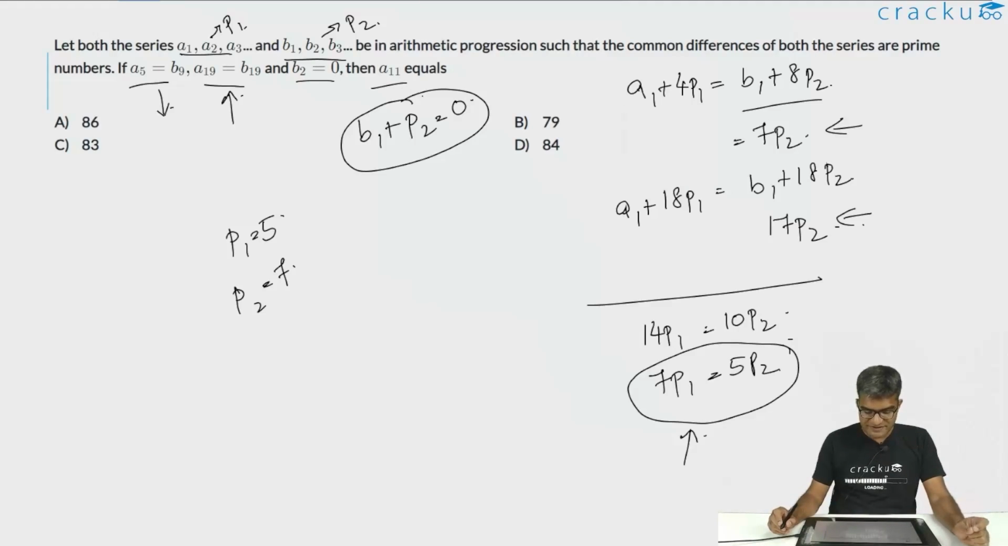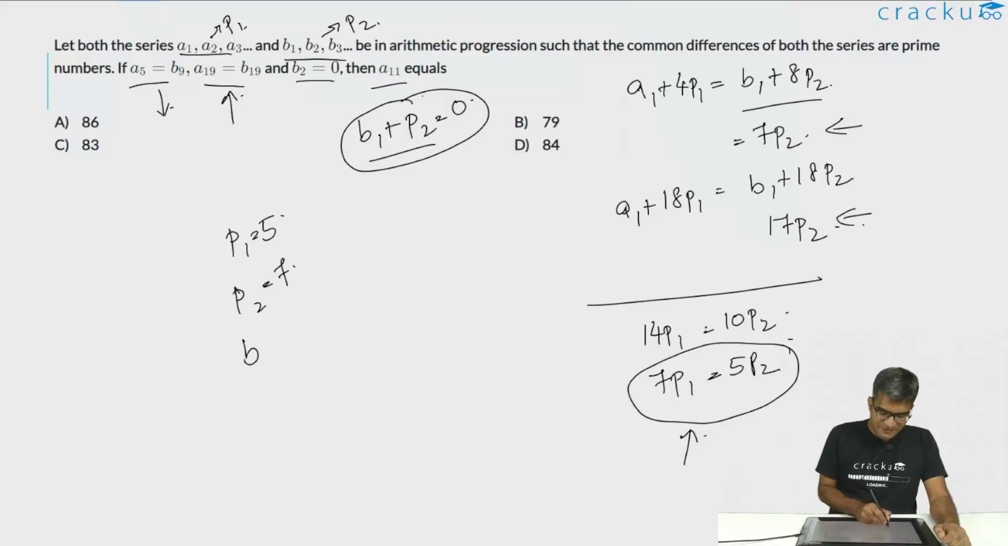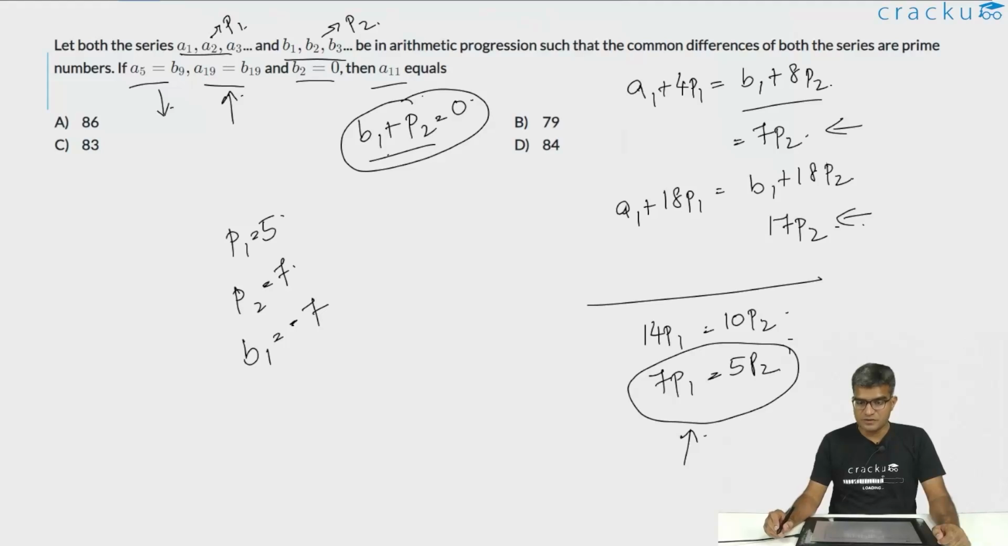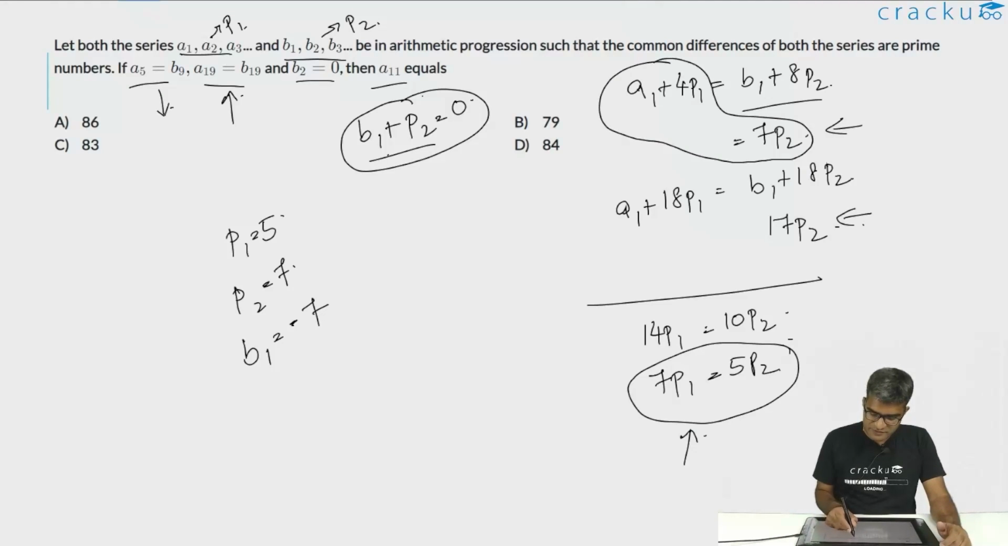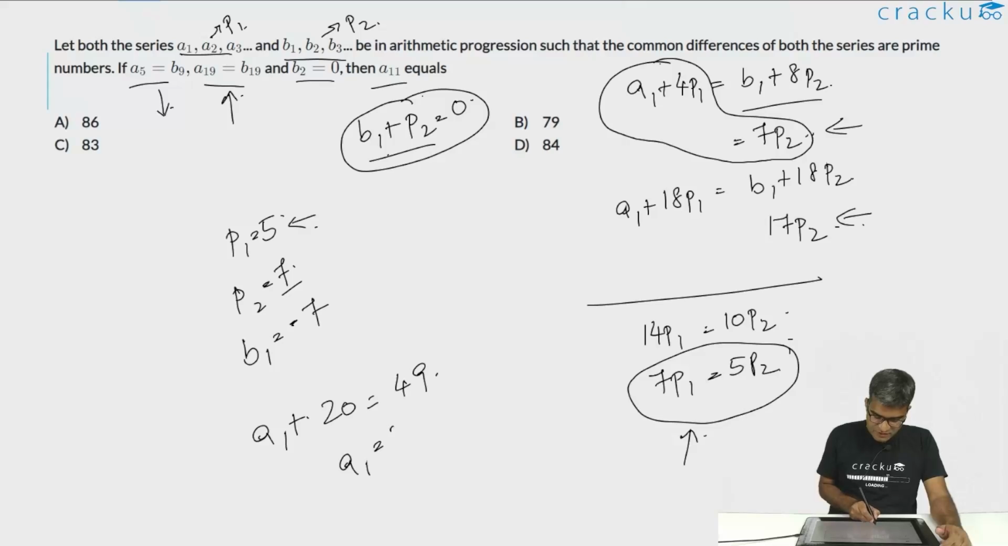Now once you know that P1 is equal to 5 and P2 is equal to 7, we can calculate the value of B1. B1 will be equal to minus 7 because you want B1 plus P2 to be equal to 0. So what is the value of A1 plus 4P1, which is equal to 7P2? A1 plus 4 times 5, which is 20, is equal to 7P2, which is 7 into 7, which is 49, or A1 is equal to 29.